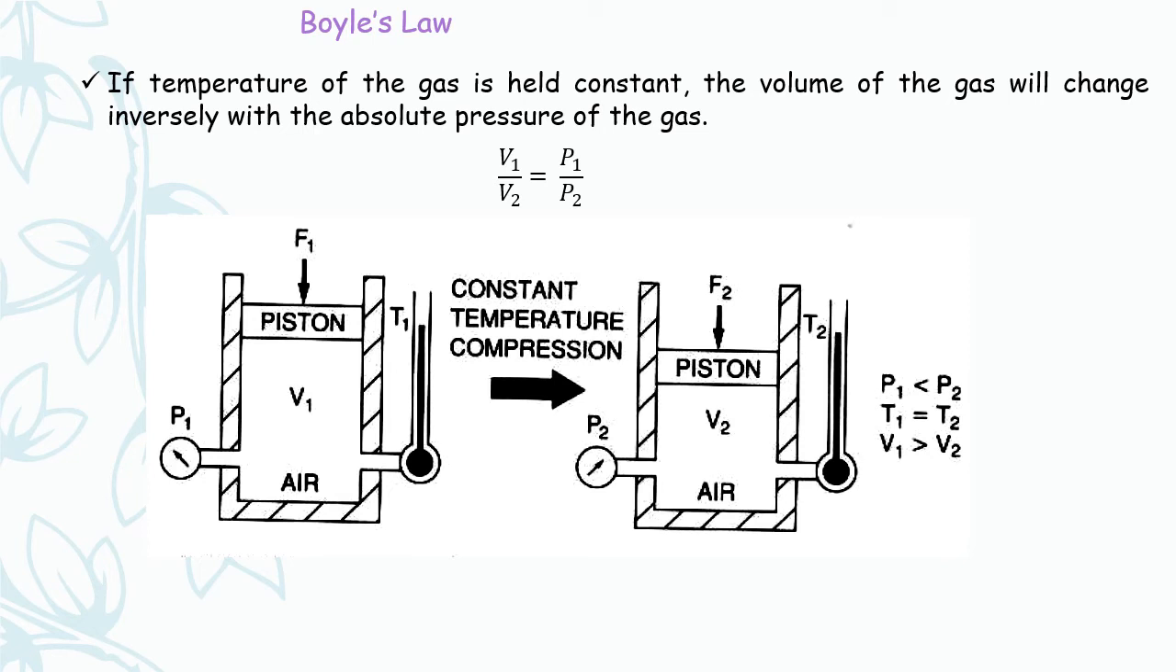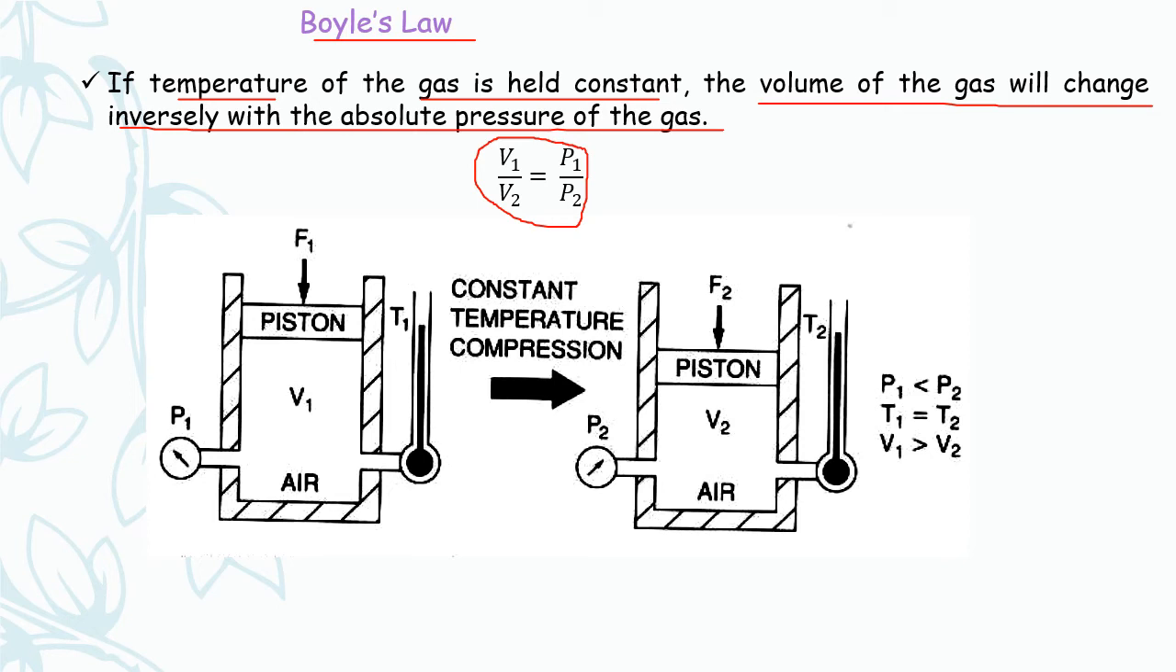Now let's see what Boyle's law is. Boyle's law is defined as: if the temperature of a gas is held constant, the volume of the gas will change inversely with the absolute pressure of the gas. The equation for Boyle's law is given by V1 upon V2 equal to P1 upon P2.